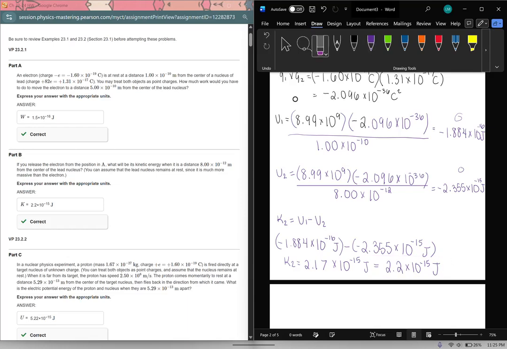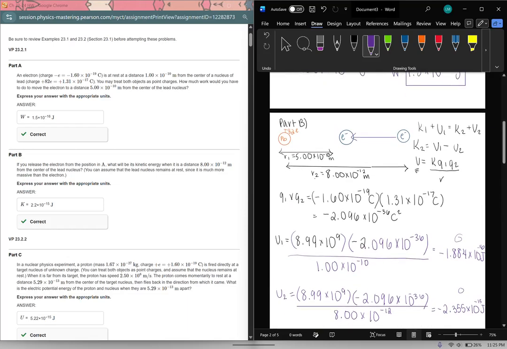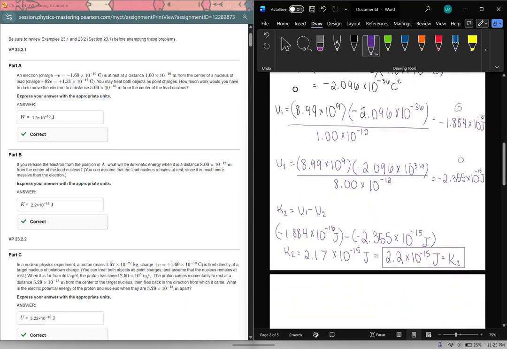That's what K2 equals. So that's what the kinetic energy is going to be when the distance is 8.00. So when the distance right here is this, this is how much the kinetic energy is going to be. Because basically what we did was we got the initial potential energy and subtracted the final, and that's the answer we got.